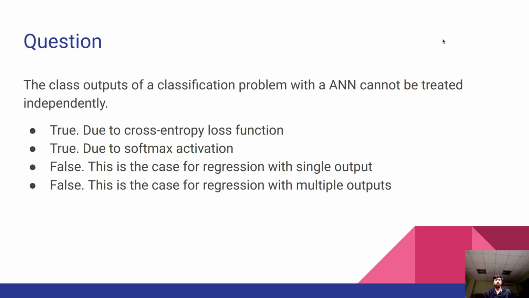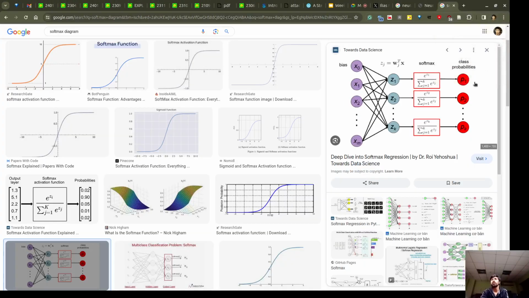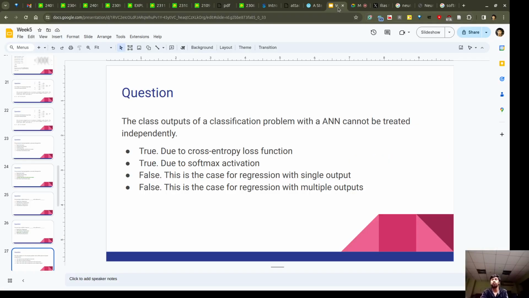So, next question: the class outputs of a classification problem with a neural network cannot be treated independently. I am saying that suppose you have a neural network like this, and in this neural network you cannot treat this one independent of this. So, is it true or false?